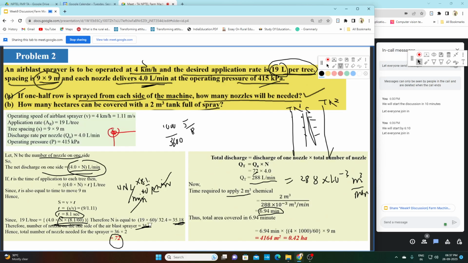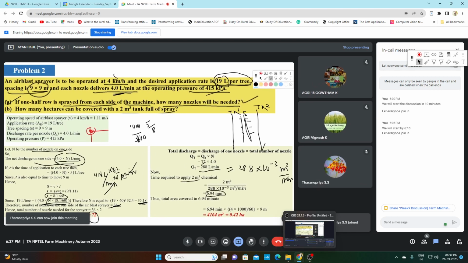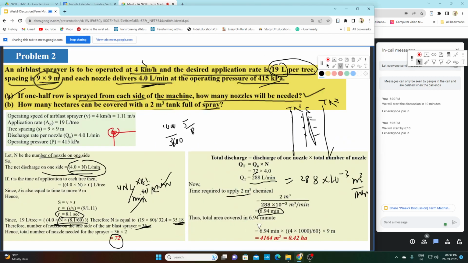4 is your 4. 6.94, this is the minute, into 4 into 1000 by 60. Why 4 into 1000 by 60? Because this is your speed, into 9 meters. So by this we can get your hectare.